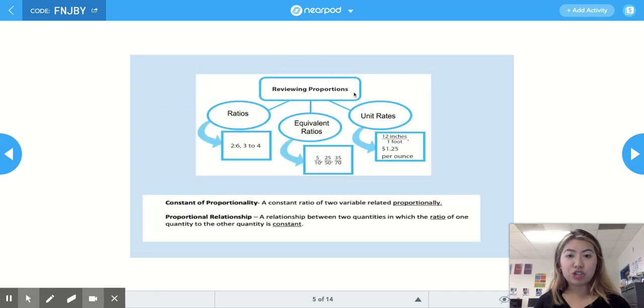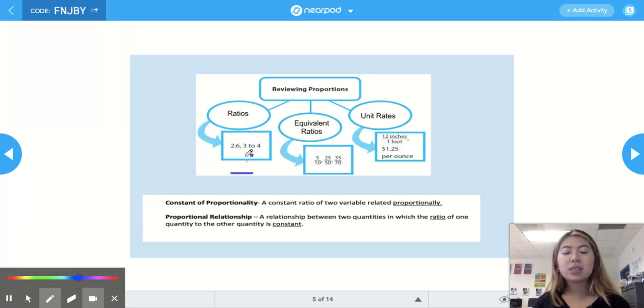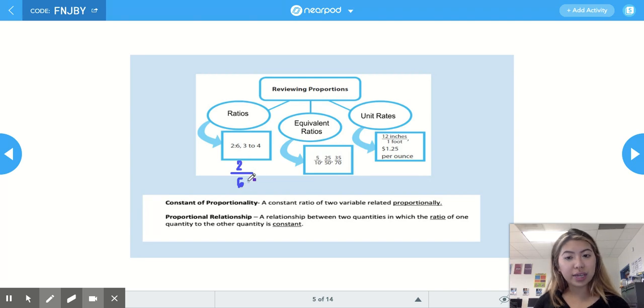So as a review of proportions, proportions are made up of ratios that can be written in 3 different ways. One way is using a colon to separate the 2 numbers, so 2 to 6. Another way is using the word "to", so 3 to 4. And the last way is as a fraction. If we were to rewrite this 2 to 6 as a fraction, it would be 2 over 6, but we would still read it as 2 to 6. Equivalent ratios, so 5/10 is equal to 25 over 30, which is equal to 35 over 70. And so proportions are equivalent ratios.